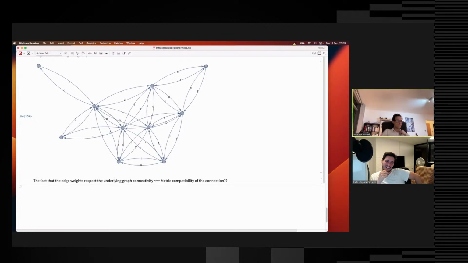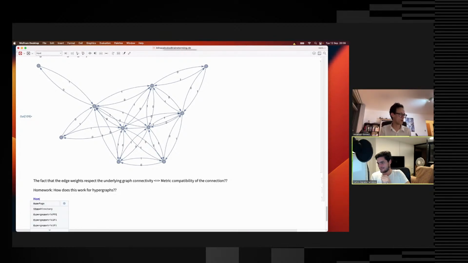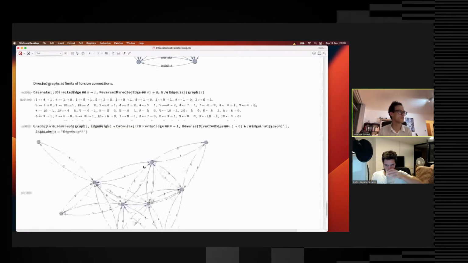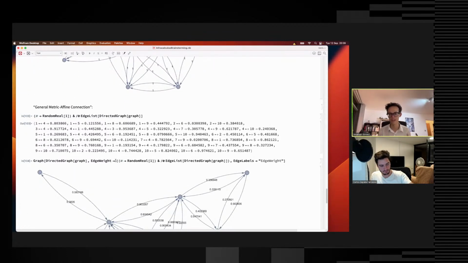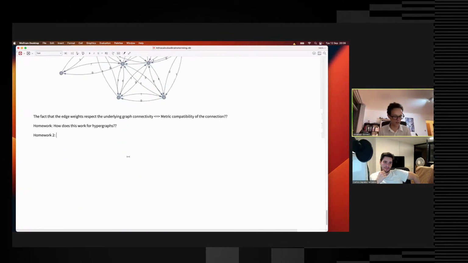Right. So as you say, there's a couple of homework items. One is obviously how does this work for hypergraphs? Oh yeah, that's a big one. But also, as you say, we are successfully capturing one aspect of what a connection is, the thing that lets you somehow move around. But so how do parallel transport, covariant differentiation, etc.